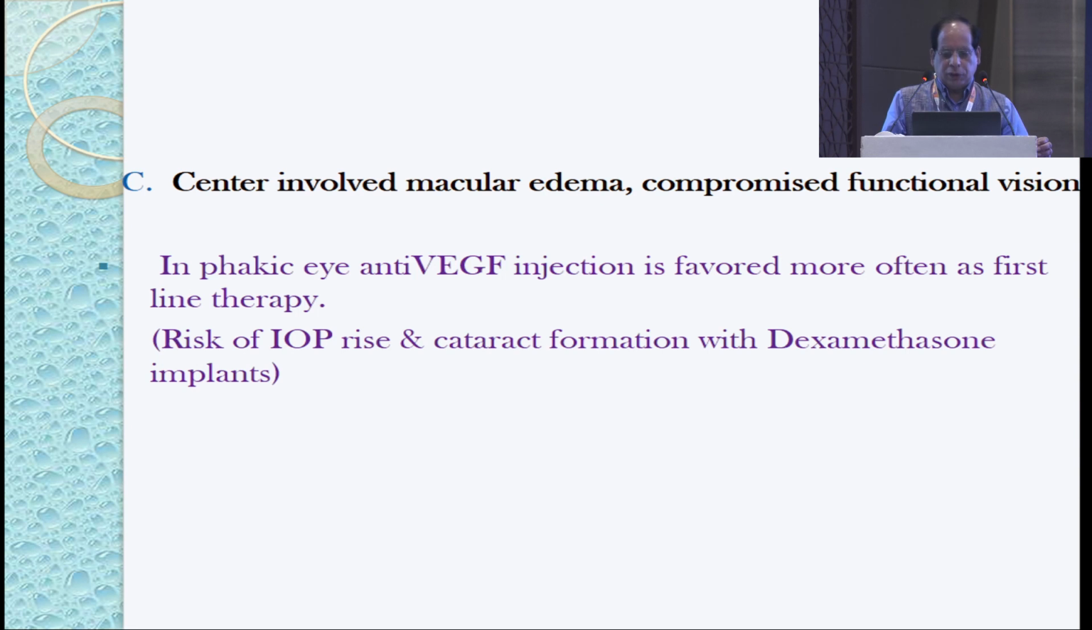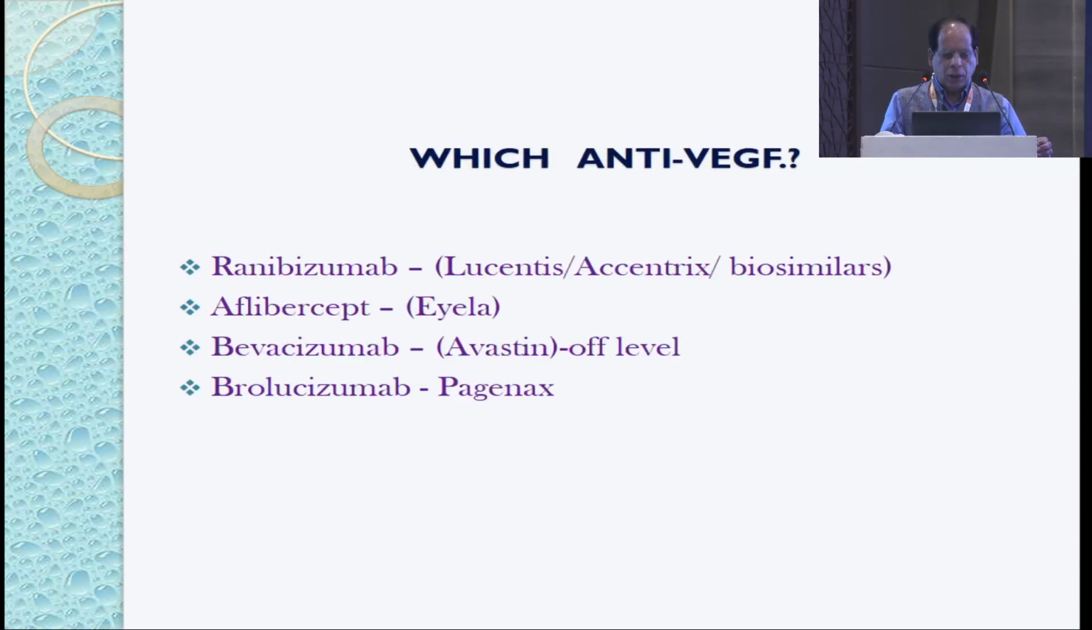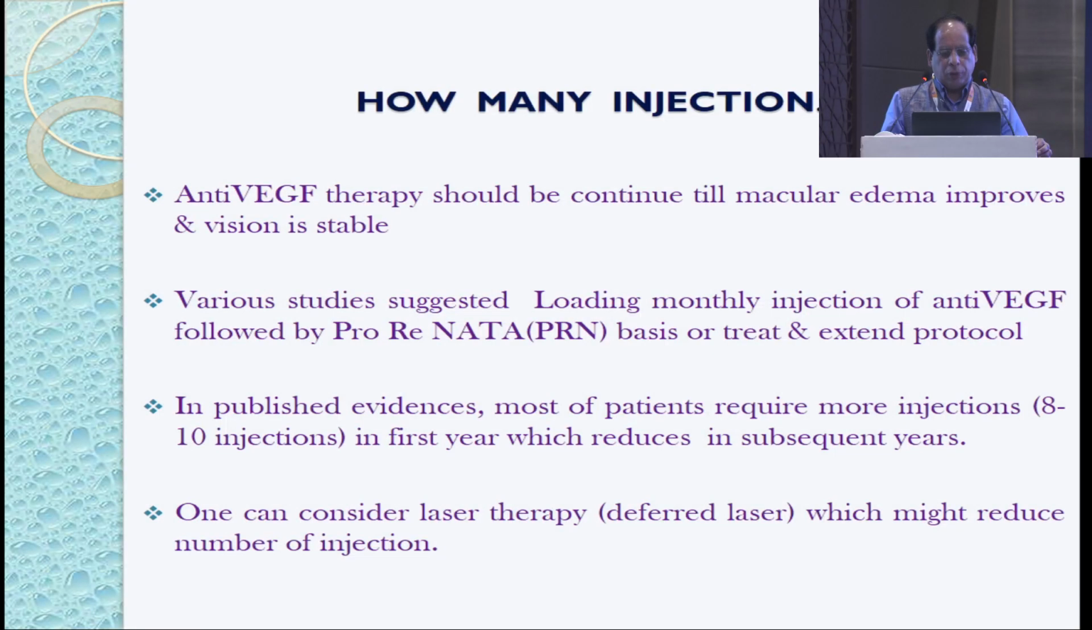But if vision is compromised, certainly we have to go for a treatment, and anti-VEGF is a good choice or a first line of treatment, especially in the phakic eye, because of the risk of IOP and cataract formation with the dexamethasone steroid implants. There are a number of anti-VEGFs available. The options are available with us. How many injections? Various studies suggested the loading monthly injection with anti-VEGF followed by PRN or treat and extend protocols.